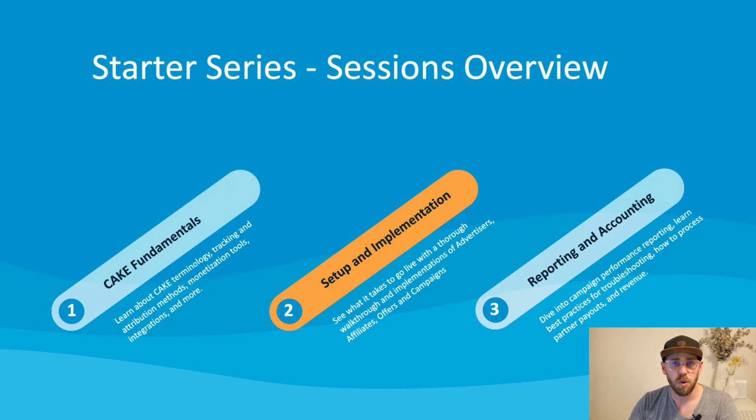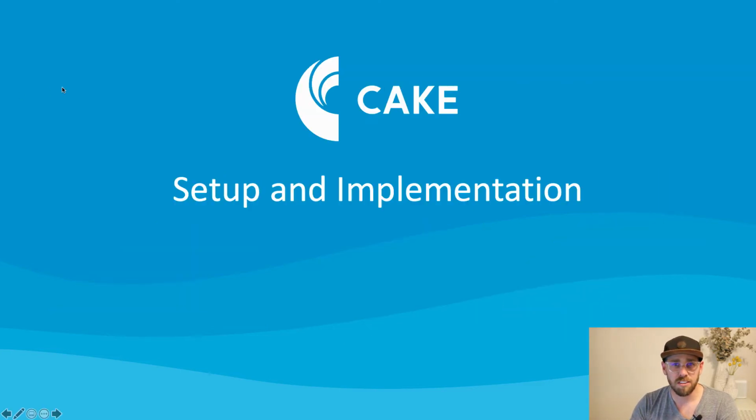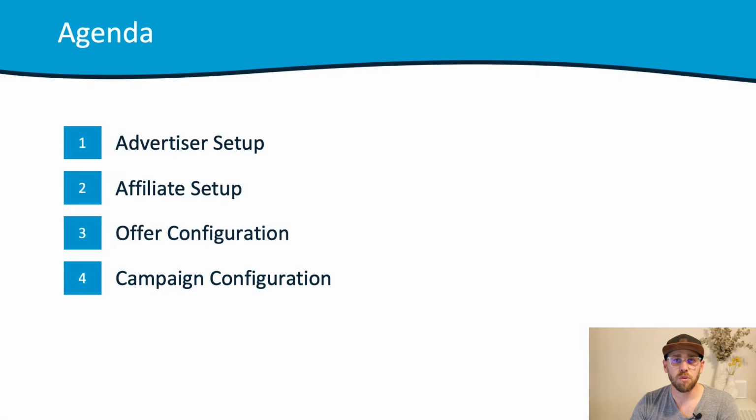So let's go through a quick agenda to talk through what we're going to be covering in this training so that you can follow along with us as well. Alright, so setup and implementation. We will be going through an advertiser setup. So first we'll go through the fundamentals of an advertiser along with events configuration, and then we will actually go into the system and configure the first advertiser. We'll also talk through the basics of an affiliate and actually add a new affiliate into the system.